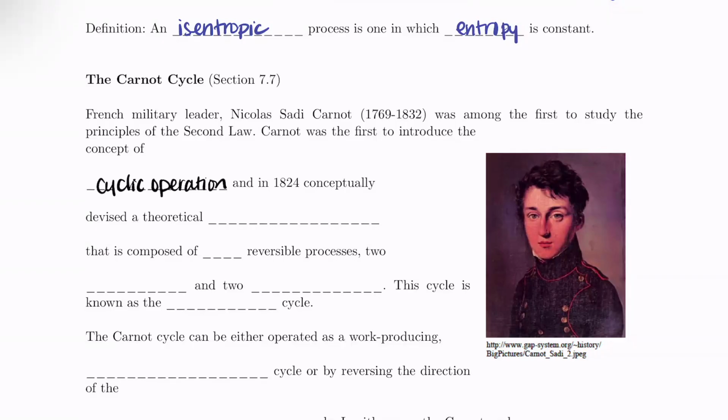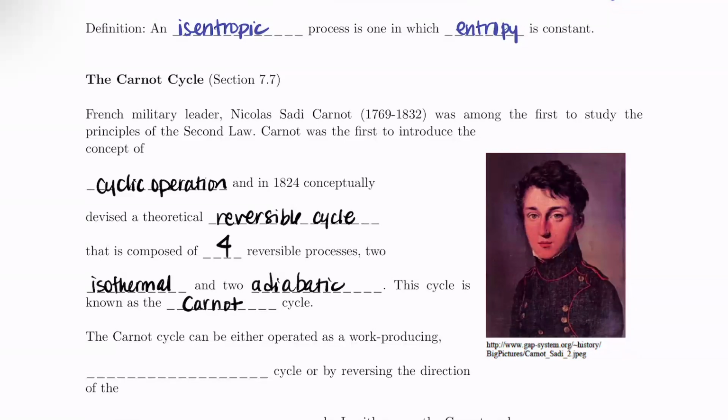And in 1824, he conceptually devised a theoretical reversible cycle that's composed of 4 reversible processes, which include 2 isothermal and 2 adiabatic processes. So 2 of these processes in his cycle are at constant temperature, and then 2 of them, Q is 0. This cycle is, of course, known as the Carnot cycle.